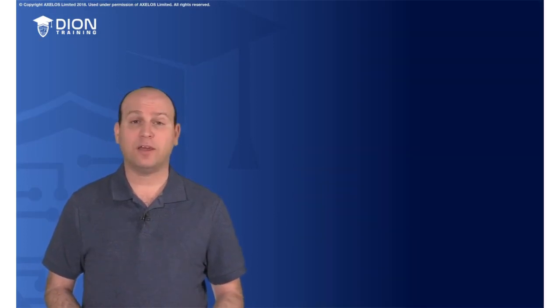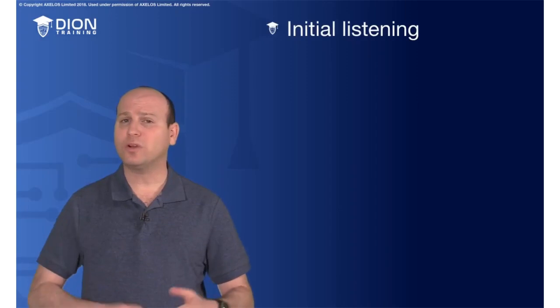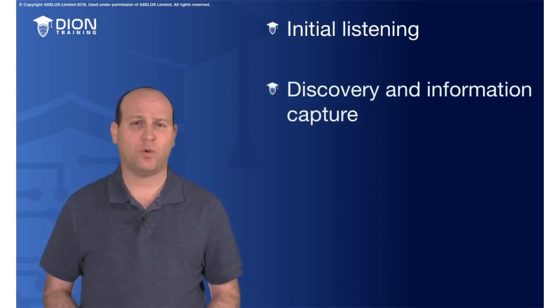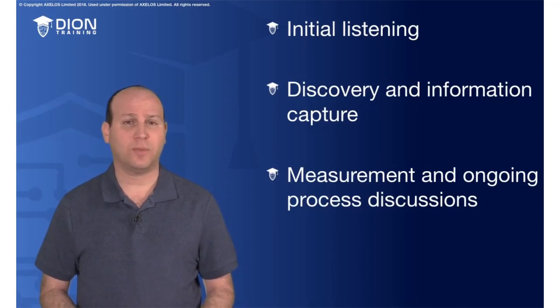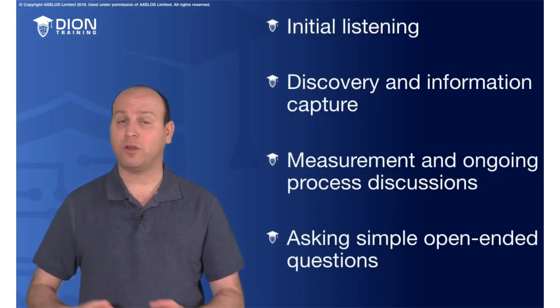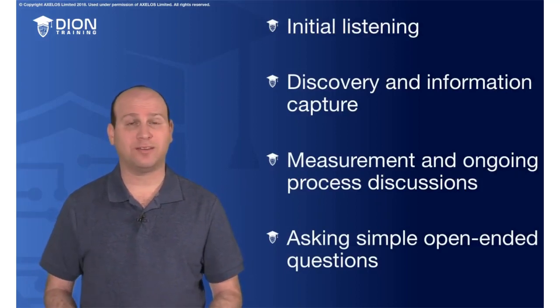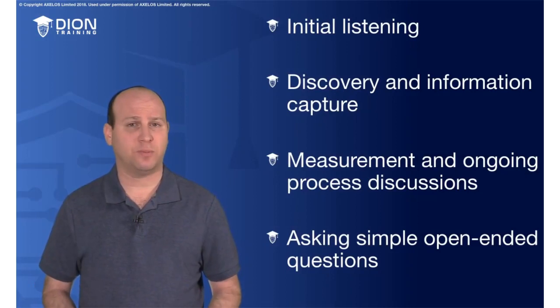Other things that we have are things like our customer engagement, where we're listening to our customers' needs. We're discovering and capturing the information they want from us. We want to get the measurement and the ongoing process discussions with them. We also want to ask simple open-ended questions. By getting that information from our service desk or our customer liaisons, we can get a lot of the information we need to build a good service level management program.